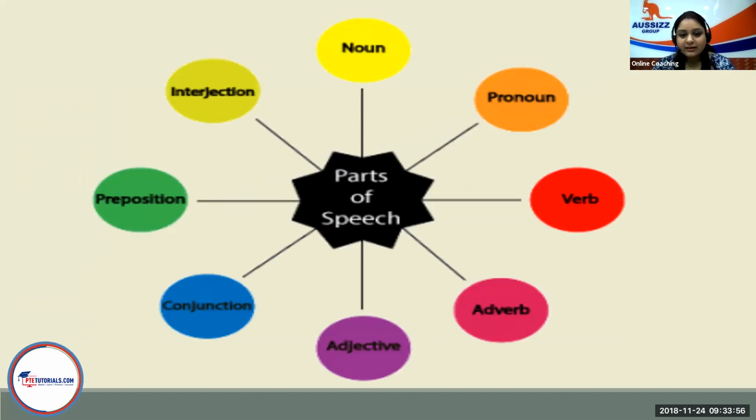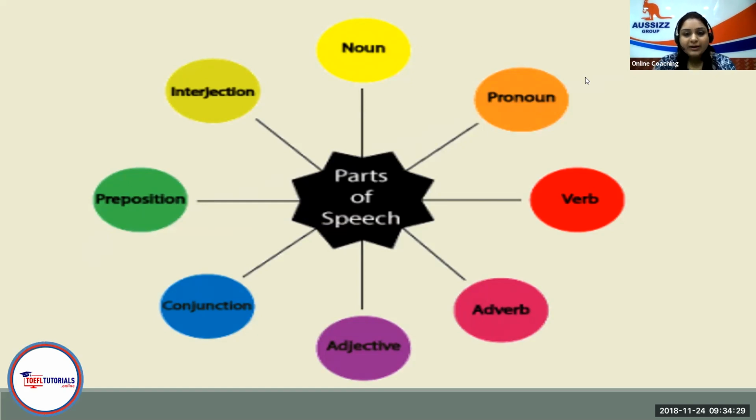So before starting the grammar structure and grammar sentences, you must be aware how many parts of speech there are. Parts of speech is basically the root of grammar. If you don't understand the basic structure of it, you'll not be able to utilize the grammar in a more appropriate form. It is mandatory to understand that there are 8 parts of speech: noun, pronoun, verb, adverb, adjective, conjunction, preposition, and interjection. So there are 8 parts of speech.